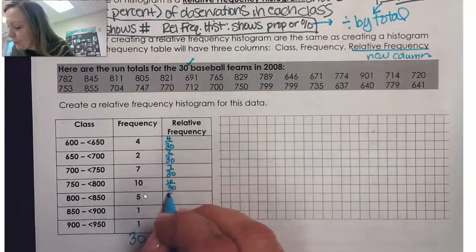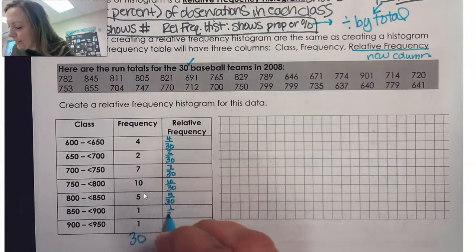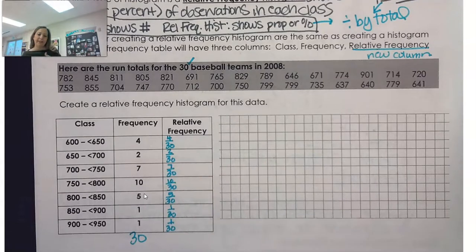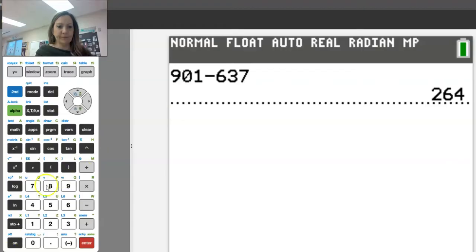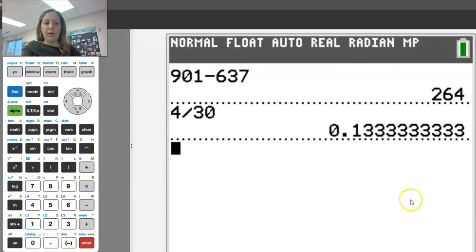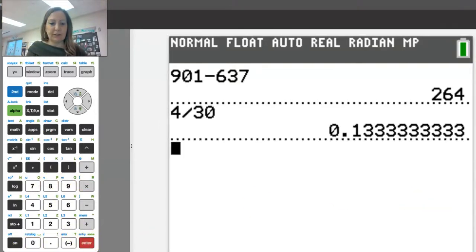Okay, so in our notes, let's just write the over 30 in each case. If you're doing this, I don't necessarily need to see that, okay? But that's just kind of what we're going to want to make sure that we are doing. So if I take 4 divided by 30, I get about 0.13. I'm just going to round to 2 decimal places.